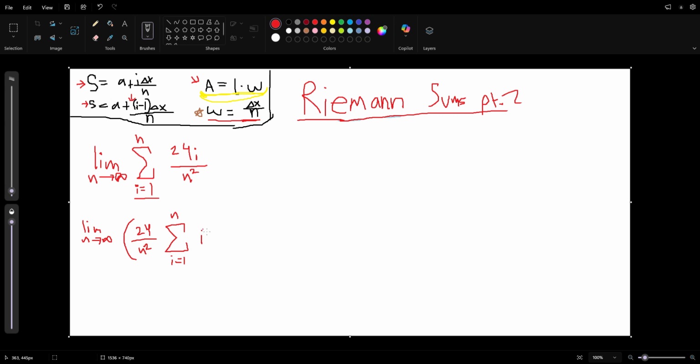So i equals 1 and i. Now this looks much more manageable because this 24 over n squared will just multiply to what the Riemann sum of i is. And recurring from last video, we know what the Riemann sum of i is. It's just n times n plus 1 over 2. This is what i is in the Riemann sum. So we will use this to just plug and chug inside of this equation.